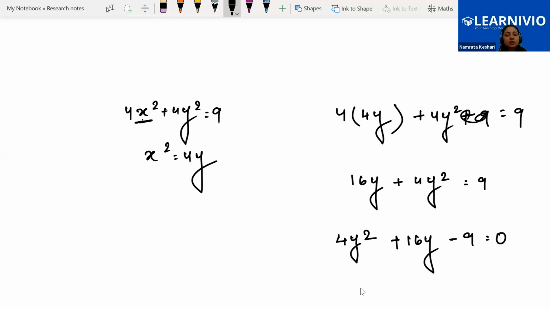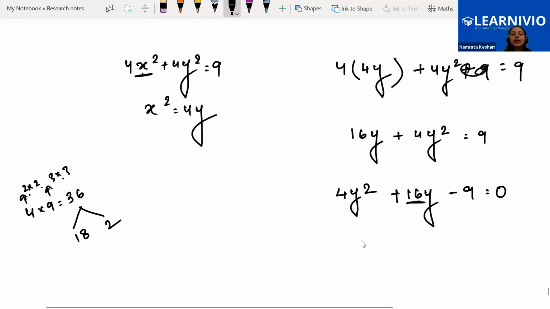Yeah, 576 will not come because I have kept 16 with the y square. Let me check what will come exactly. So 4 into 9, 36 we are getting, and we have to make 16. So we will try splitting the middle term. That will work over here, I believe. 4 into 9 is 36. It will be taking 2, 2 and here 3, 3. Yeah, 18 and 2. 18 and 2 is making the combination which will give 16, and multiplied together is making 36. So 18y minus 2y, that will give plus 16y.